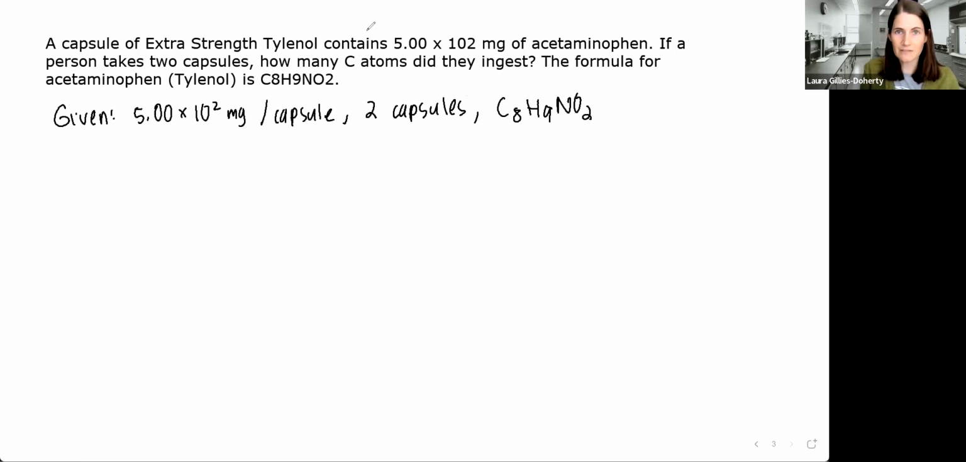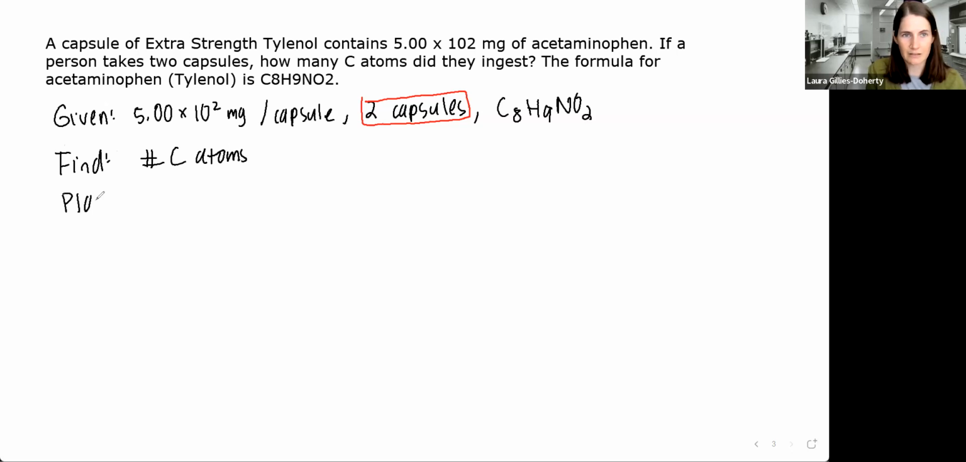Okay, so my starting value that I'm going to be using in this problem is going to be the 2 capsules. The 500 milligrams per capsule, that's a conversion factor that relates number of capsules to mass. So I'm going to save that and use it as a conversion factor in the problem. And the chemical formula I'm going to be using to calculate the molar mass as we go through this problem. So we're going to start with 2 capsules. And we want to find number of carbon atoms. So let's make up a plan.